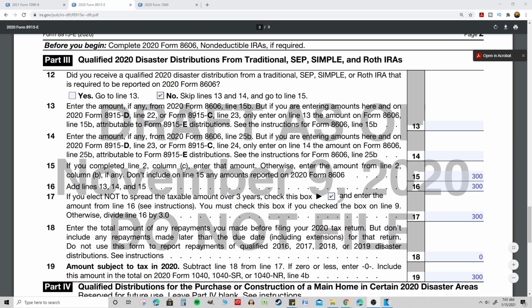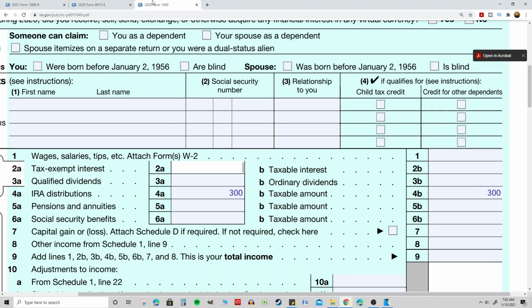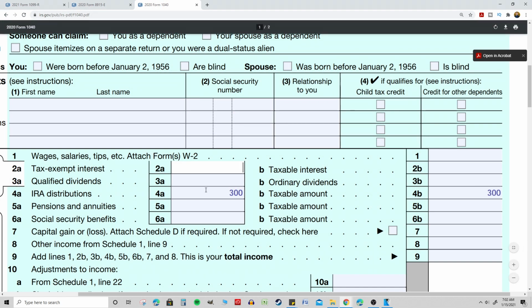Real quickly, if we had elected out of this income inclusion method over 3 years, and we just wanted to pay all the tax on all that income all at once, we would just check this box. We would not divide this by 3. Instead, we would just show the full amount of $300 here. This would carry on down to line 19. And then on our 1040 form, we would then report the $300 as the gross amount and also $300 as a taxable amount, and you would be done with this.